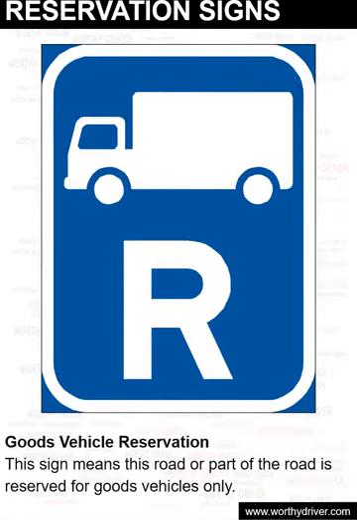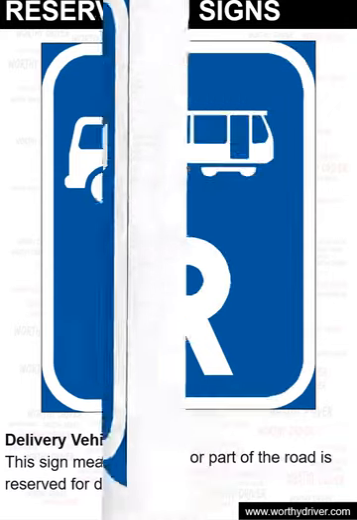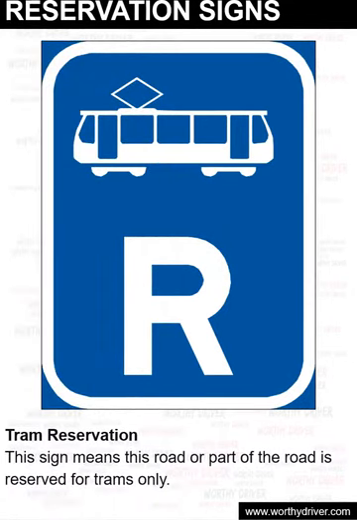Goods vehicle reservation. This sign means, this road or part of the road is reserved for goods vehicles only. Delivery vehicle reservation. This sign means, this road or part of the road is reserved for delivery vehicles only. Tram reservation. This sign means, this road or part of the road is reserved for trams only.